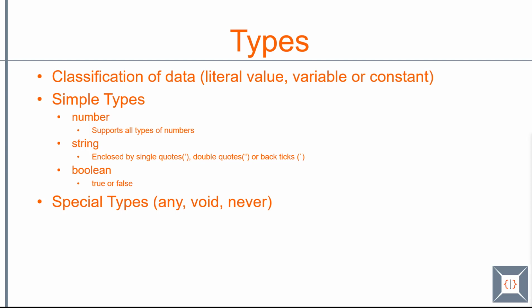The next special type is void. Void is a keyword used to indicate absence of data, generally used as a function's return type. You use this to indicate that the function returns no value.